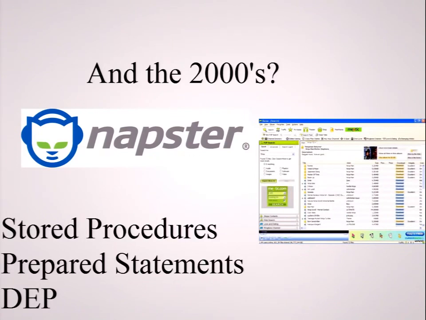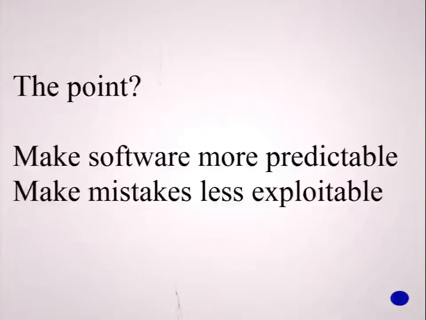And we're seeing that the approach we used to solve problems like SQL injection in the 2000s, and network-based attacks in the 90s, was basically these whitelist-style approaches. We can see how CSP fits directly into that model, and it's one of the reasons we should be rolling it out now. The point here is that CSP makes software more predictable and makes mistakes less exploitable.